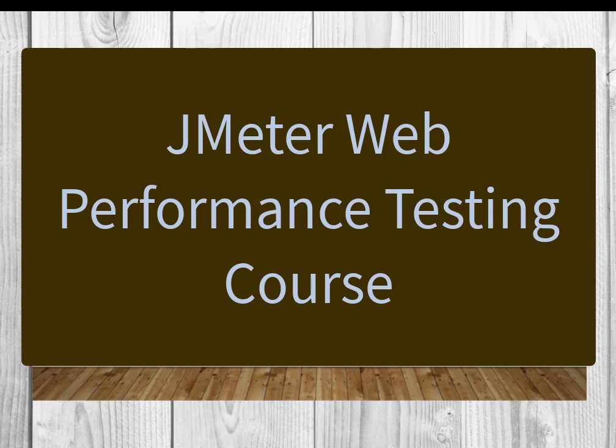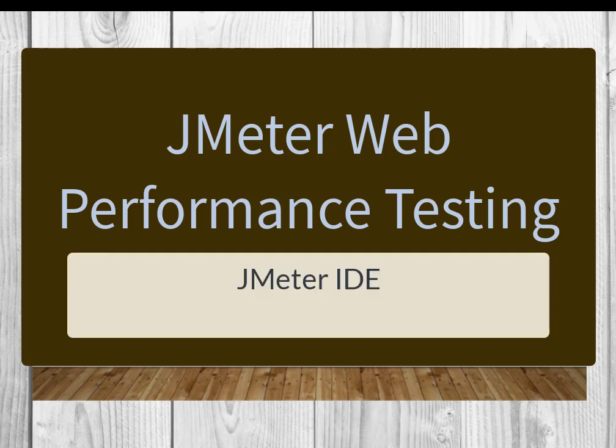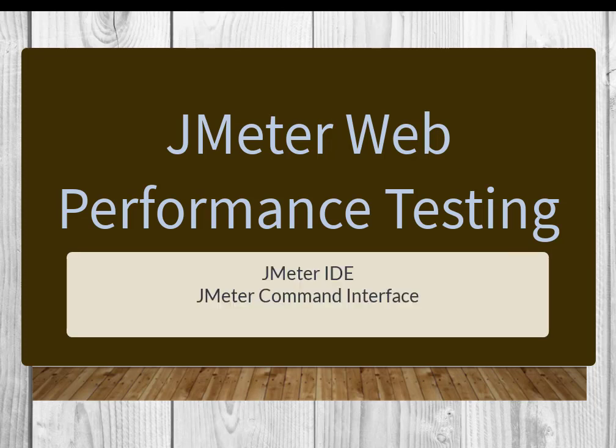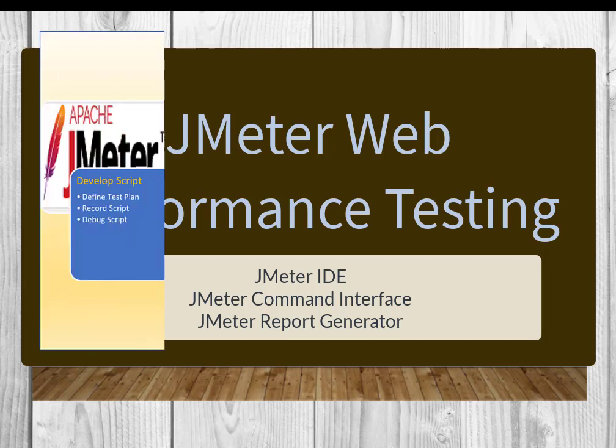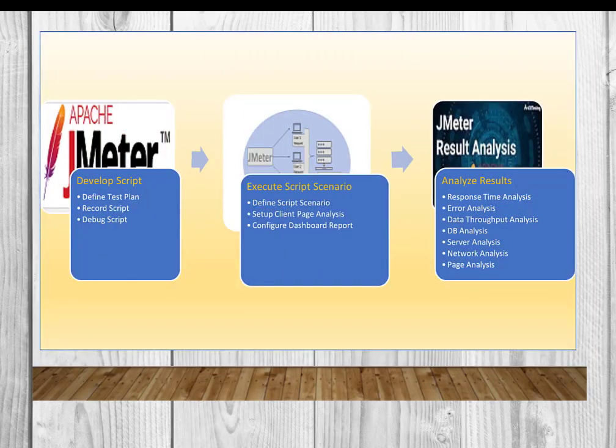At a basic level, JMeter provides these capabilities from a primary executable known as the JMeter IDE. However, it can be utilized via three separate entities known as the IDE, command line interface for test script execution, and report generator to capture and format useful result analysis reports. The course will delve into a closer look at these concepts: develop script, execute script scenario, and analyze results.